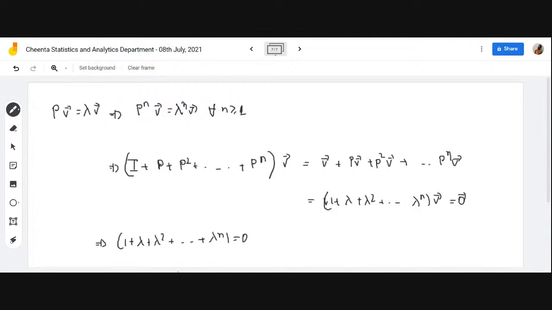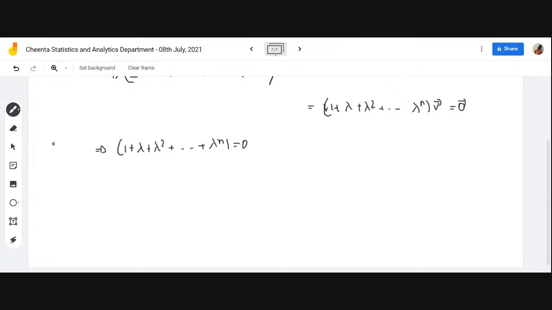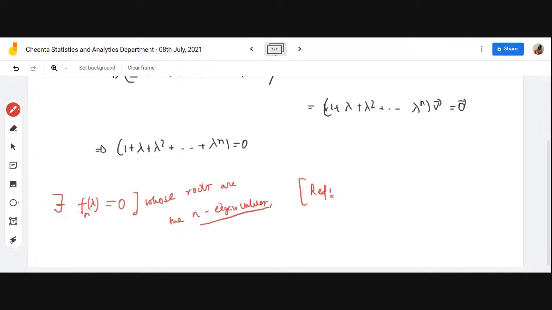Now understand, what does the Cayley-Hamilton theorem say? Cayley-Hamilton theorem says that there is a unique polynomial f of lambda of degree n, such that f of P is equal to 0, whose roots are the n eigenvalues. Maybe some of them can be equal, but n eigenvalues. This is what the Cayley-Hamilton theorem says.